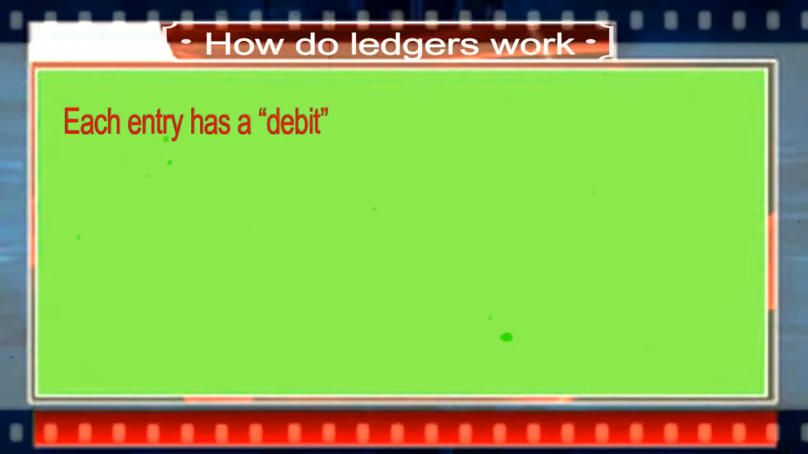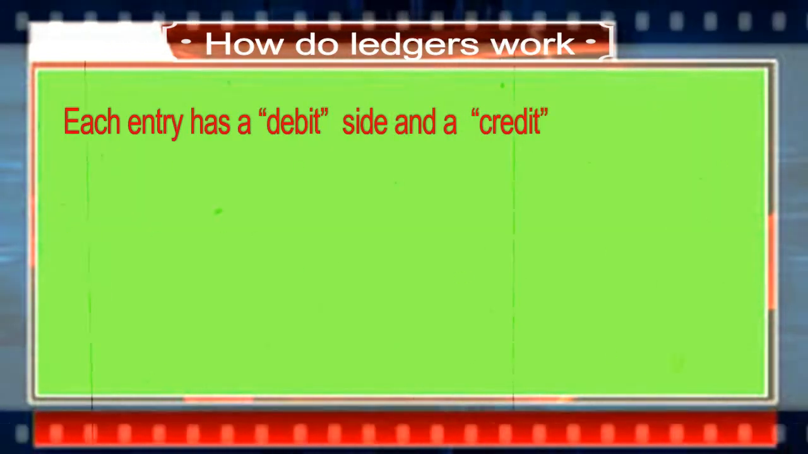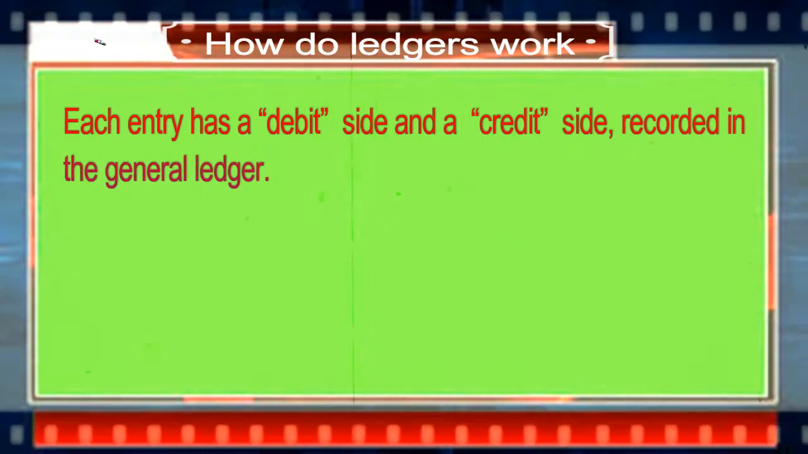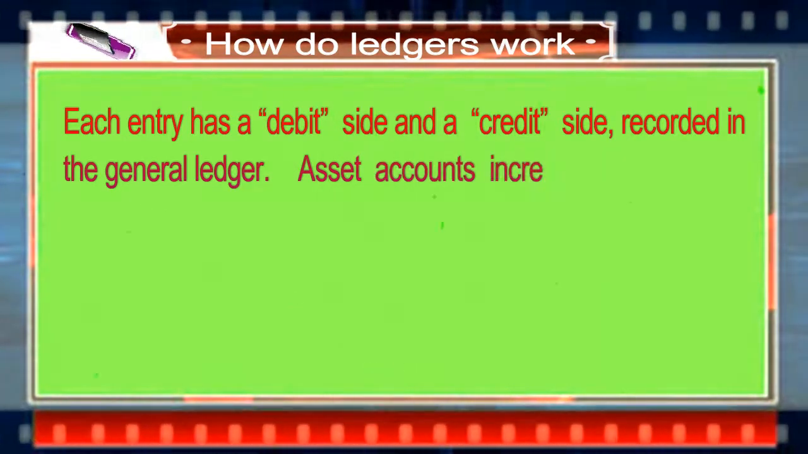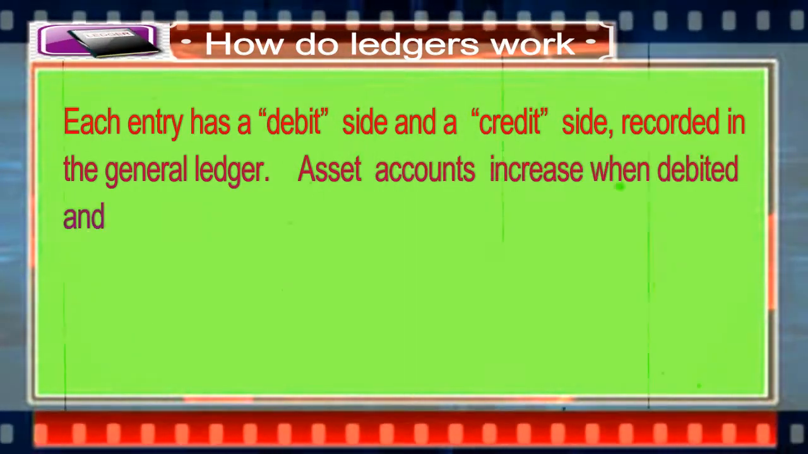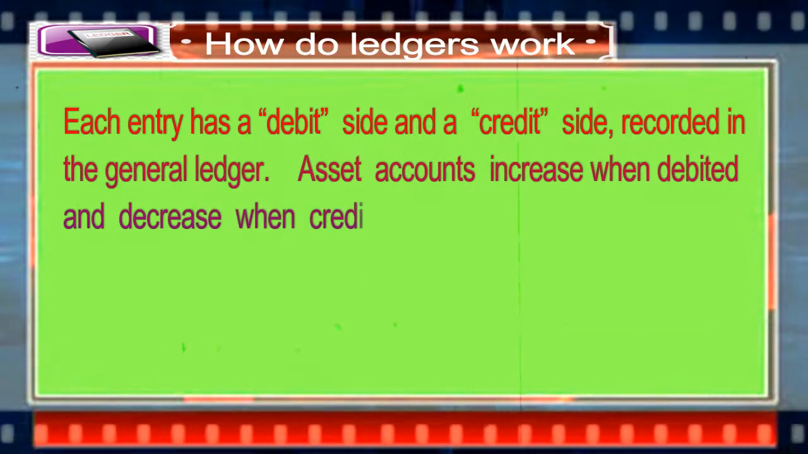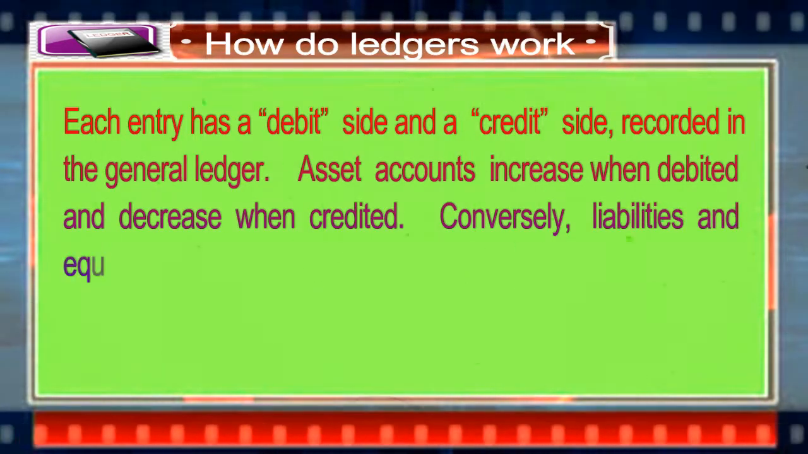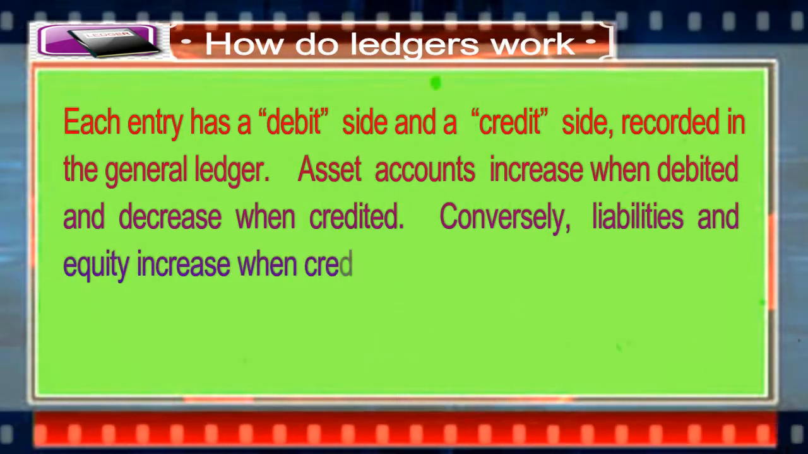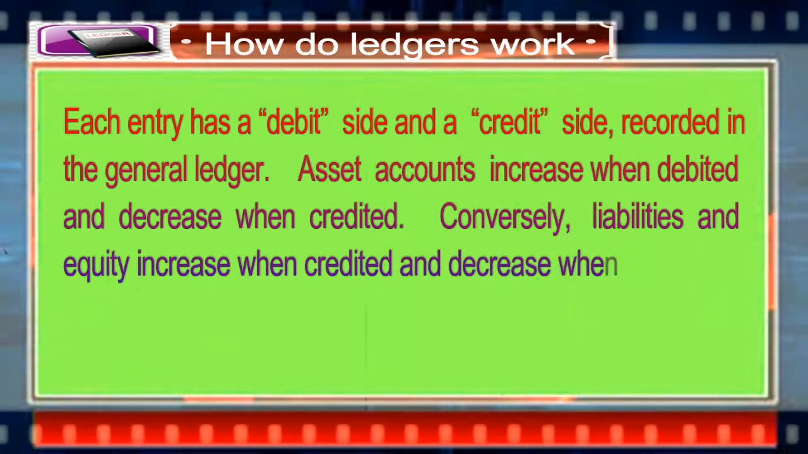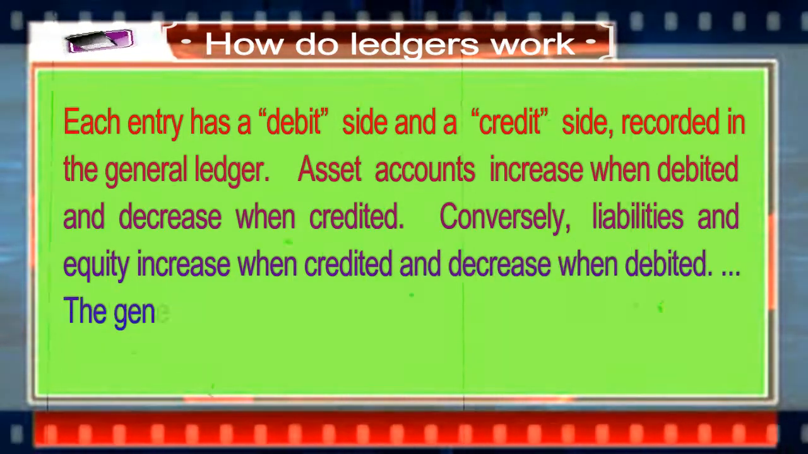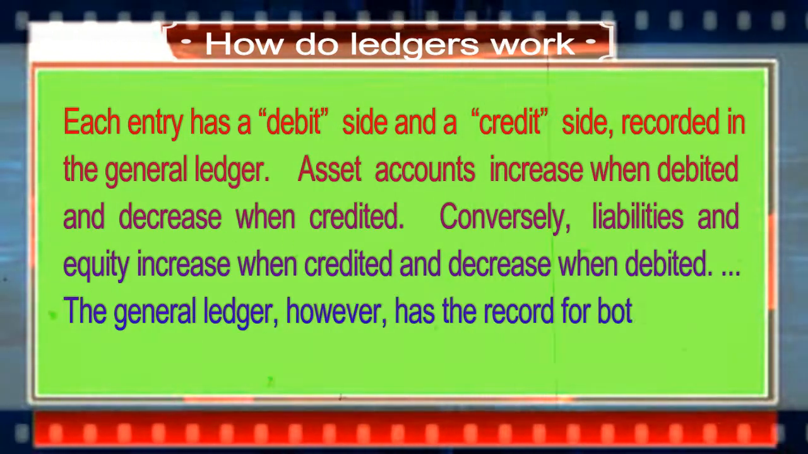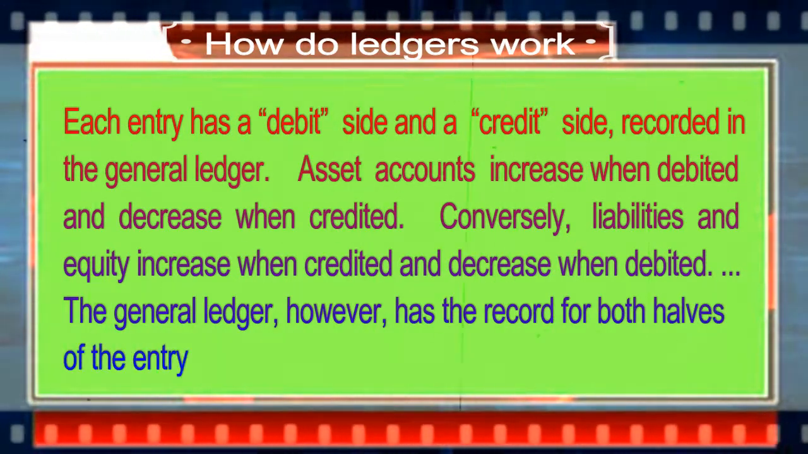How do ledgers work? Each entry has a debit side and a credit side recorded in the general ledger. Asset accounts increase when debited and decrease when credited. Conversely, liabilities and equity increase when credited and decrease when debited. The general ledger, however, has the record for both halves of the entry.